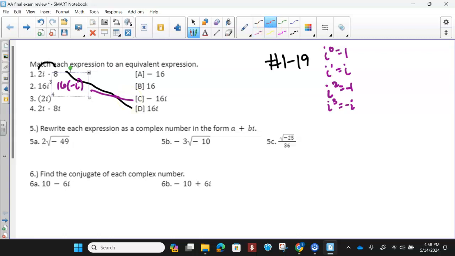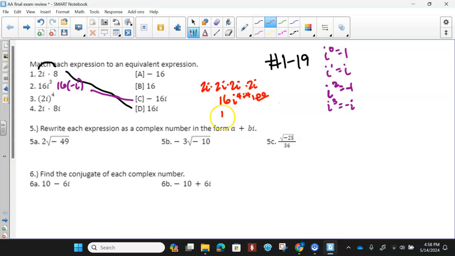Then number 3. Now this is 2i to the fourth power, which is 2i times 2i times 2i times 2i, right? Because that's 2i to the fourth power. So this gets you 16 from 2 times 2 times 2 times 2, and then that's i to the fourth, because notice you have i times i times i times i. So then you can go ahead, right, and then divide by 4.